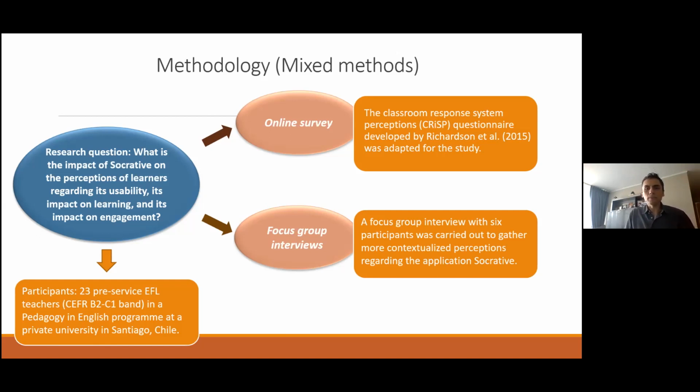The data collection instruments that we used were an online survey, and for this we used the CRISP questionnaire, the Classroom Response System Perceptions questionnaire, developed by Richardson et al. We adapted it, translated it into Spanish, and deleted some items that were not useful for this context. We also conducted focus group interviews with 6 participants because we wanted to go deeper and gather more contextualized perceptions about the application.